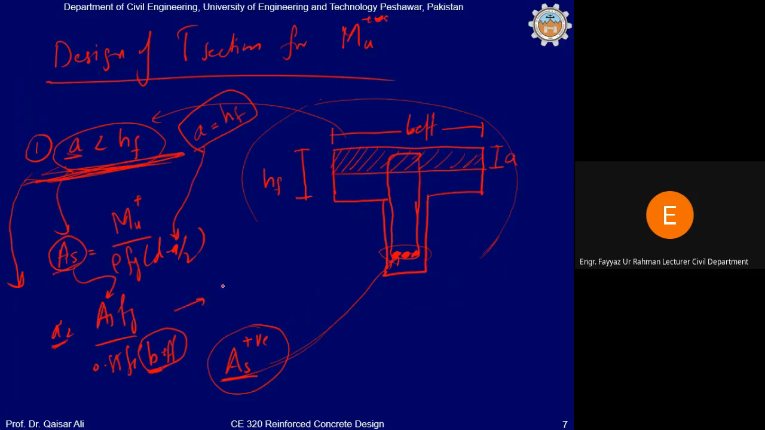Now from this trial, if you get the A value less than HF, so it means that the compression block depth is less than HF. तो उसी A को फिर आप दोबारा यहाँ पर पुट करेंगे, you will get another value of AS. You will again put this AS in this equation, and after 3 or 4 trials you will get the value of positive reinforcement. Clear? Yes, sir. समझ गए कि नहीं?